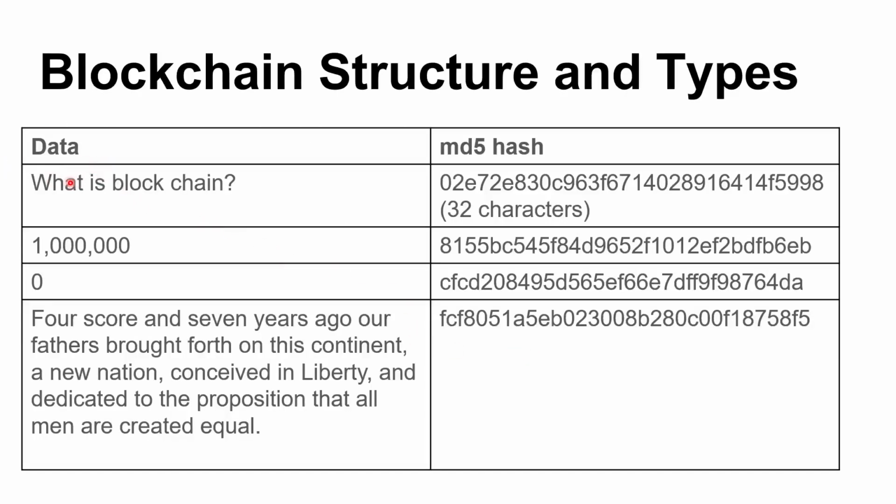If we look here, the data "what is blockchain" can be hashed, and this is using the MD5 hash. This is its hash string. This string here, a million, can be converted to a hash that looks like this. So these are all the same length, 32 characters. A 0 hashes to this length. And the beginning of the Gettysburg Address can also hash to a string that's 32 characters in length. And if I remove this period here at the end, this hash would actually change.